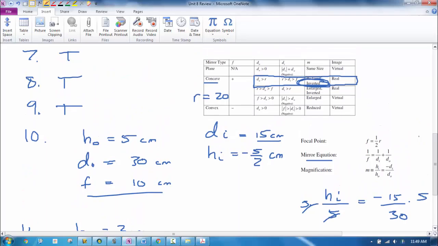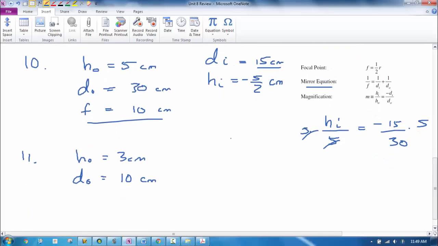So let's go up here and look at a plane mirror. We know that it's going to be the same size. We know it's going to be virtual. So we can say that. We know that it's going to be 10 centimeters away, 3 centimeters high. It's going to be a virtual image that's going to be flipped. There you go.